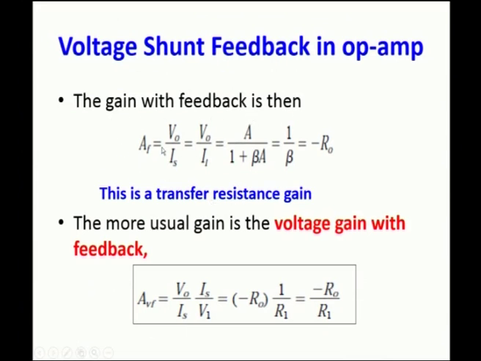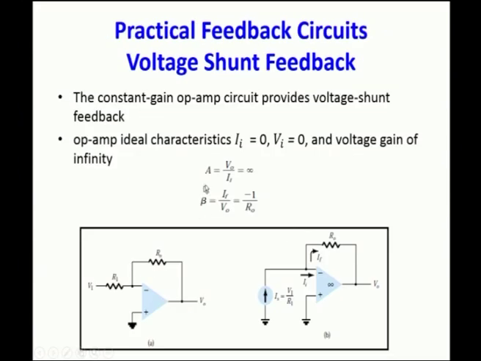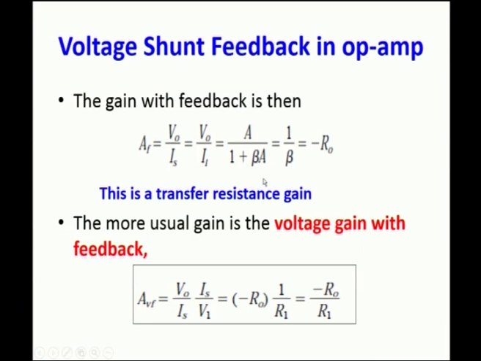Now the gain with feedback. So, you have seen what is A and what is beta for the voltage shunt feedback. The gain with feedback AF is A by 1 plus beta A. You substitute the values, you will have the result as minus R naught. So, this is just the transfer resistance gain. Actually, the voltage gain with feedback is calculated from V naught by Is into Is by Vi, which is minus R naught into 1 by R1. So, the overall voltage gain of the amplifier is minus R naught by R1, that is the feedback resistance by the input resistance R1.